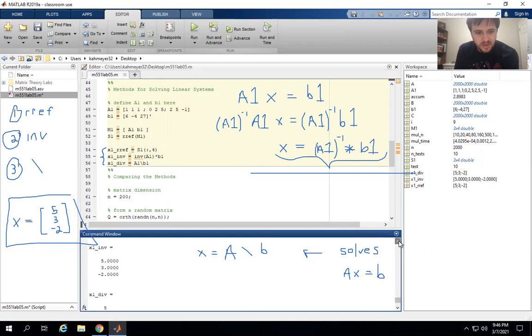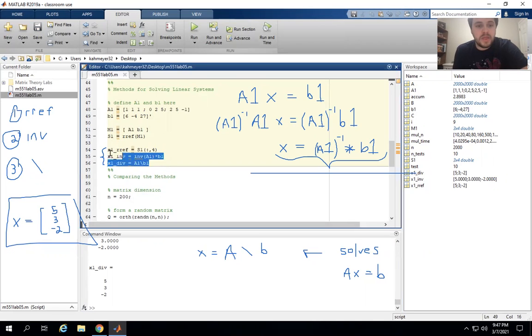And we can look. So here, div gave us 5, 3, -2. Inverse gave us 5, 3, -2. x1 RREF gave us 5, 3, -2, right? And so that's exactly what we want. And again, because this system is nice enough, we get that all of these are the same.